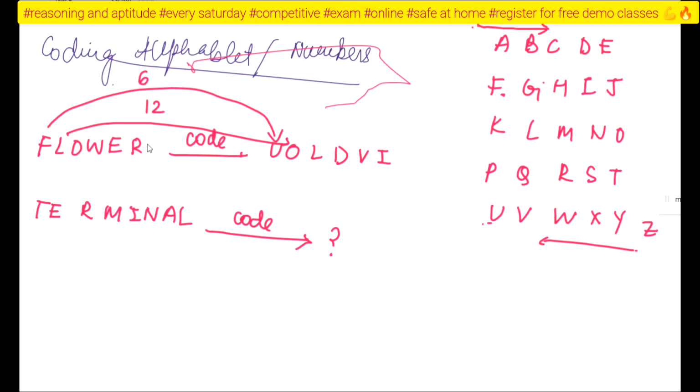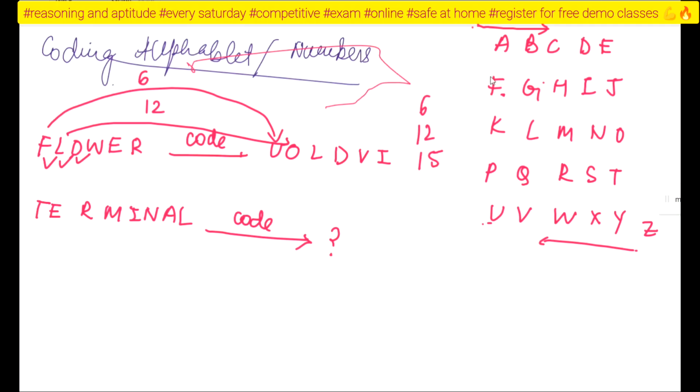Now see, O: 1 2 3 4. O is 15. So from here we have to travel 15: 1 2 3 4 5 6 7 8 9 10 11 12 13 14 15. L. Is this okay? Do you understand now? So tell me what will be the terminals. 6, 12, 15. This one is over, this one is over, this one is over.